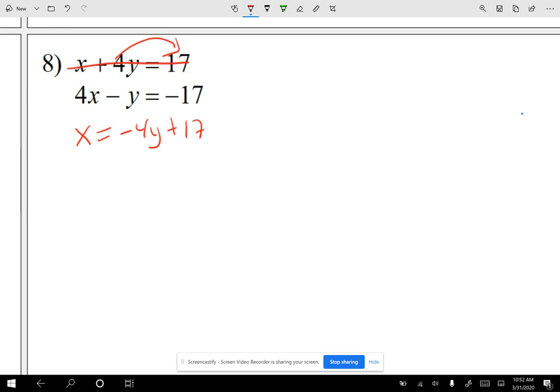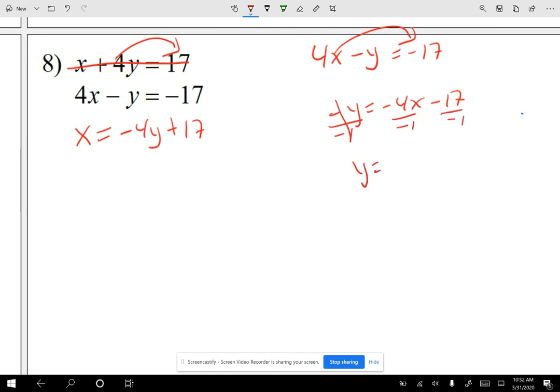If I had a negative sign in front of the X, obviously divide everything by the negative sign. And the reason why I'm saying that is, what if you wanted to get the Y by itself? Looking at the second equation, 4X minus Y equals -17. I could have moved the 4X. So I have -Y equals -4X minus 17. I don't quite have the Y by itself. Divide everything by -1. Y is equal to 4X plus 17.